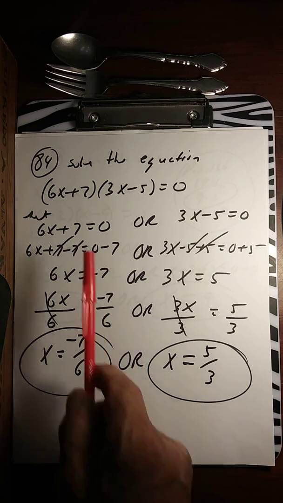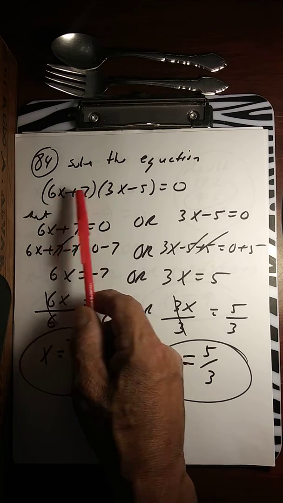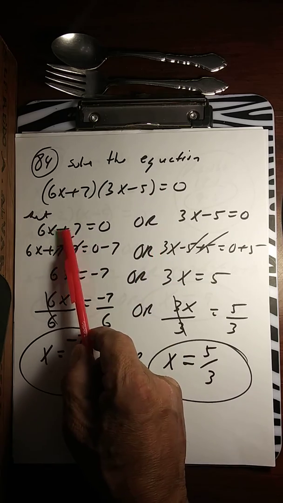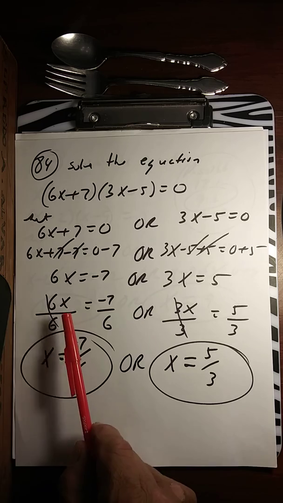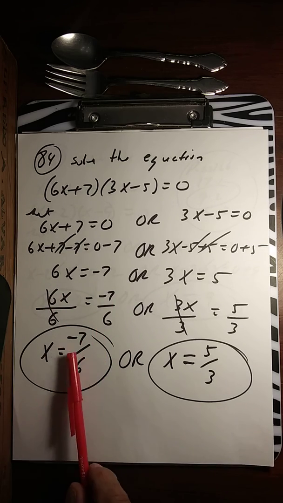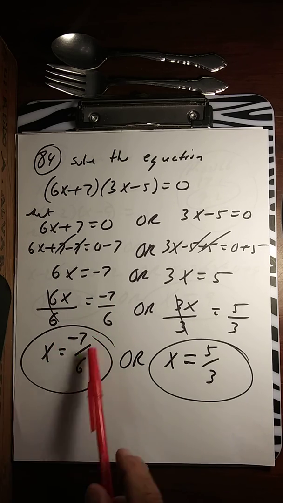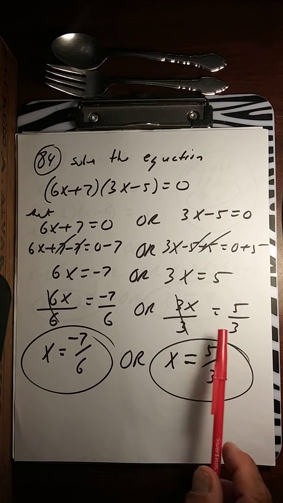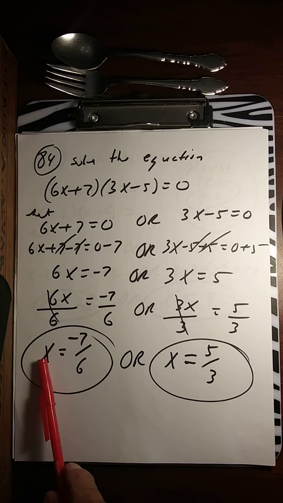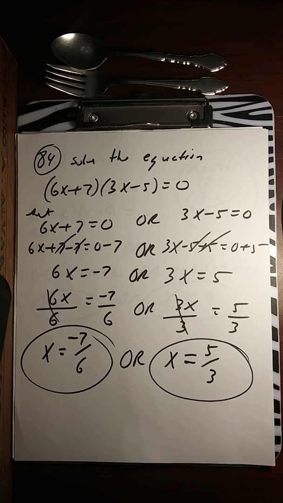Solve the equation. 6x plus 7 times 3x minus 5 equals 0. So the first one equals 0, second one equals 0. Minus 7, so 6x equals minus 7, divided by 6, so x equals negative 7 over 6. Or 3x minus 5 equals 0, add 5, 3x equals 5, divide by 3, so x equals 5 over 3. X is negative 7 over 6 or 5 over 3.